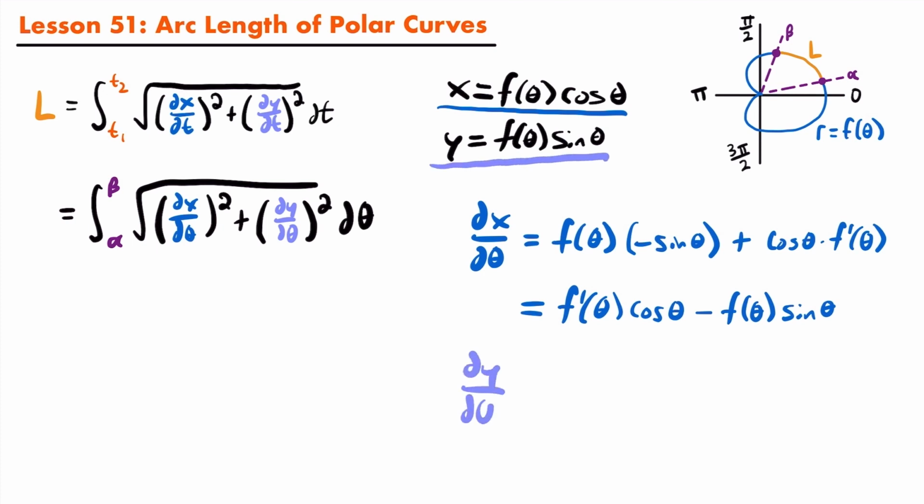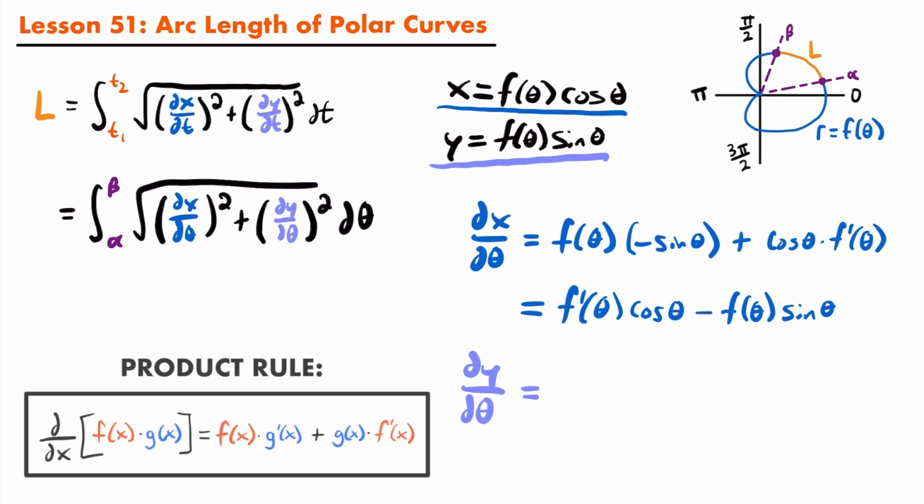dy/d theta will be equal to the derivative of f of theta times sine theta. And once again, we have a product of two functions defined with theta, so we will need to use the product rule. We'll start with the first function times the derivative of the second. So we'll have f of theta times the derivative of sine, which is cosine. So we'll have cosine theta, and then we'll add that to the second function times the derivative of the first. So we'll have sine theta times f prime of theta.